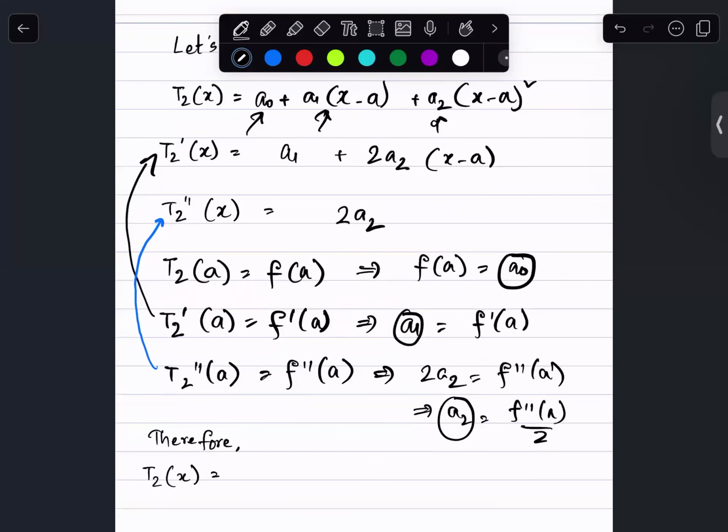So therefore, my T2(x) will be what? f(a) plus f prime(a)(x minus a) plus f double prime(a) over 2 times (x minus a) squared, right?